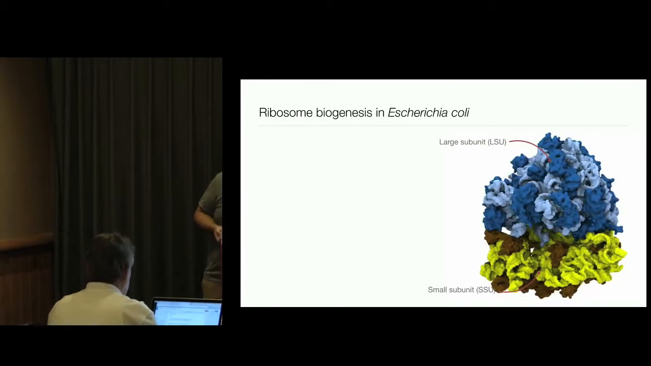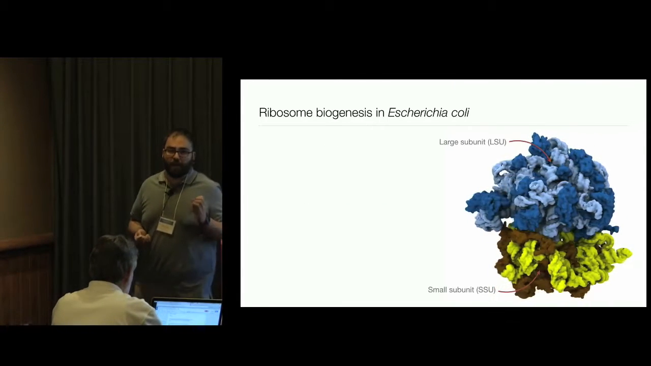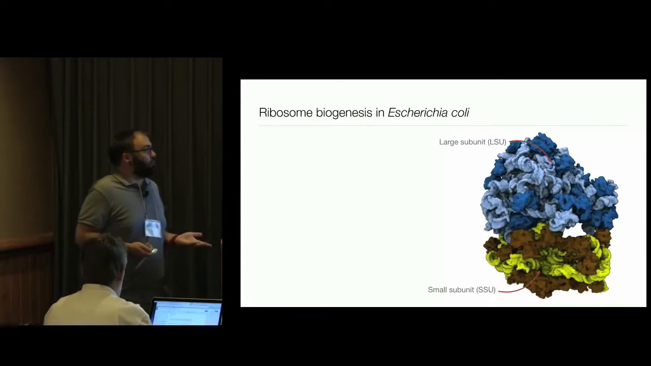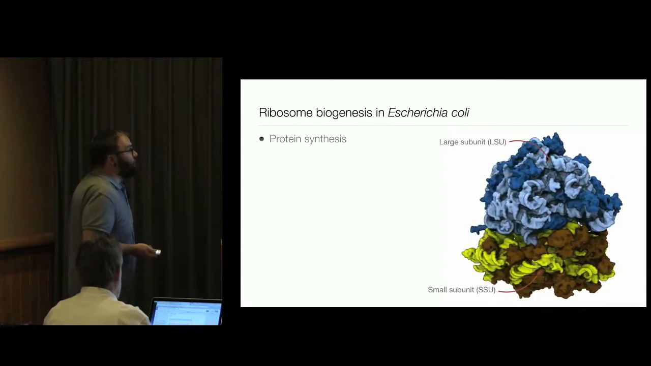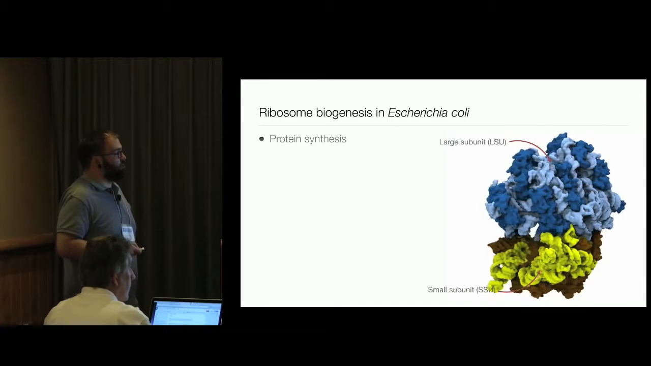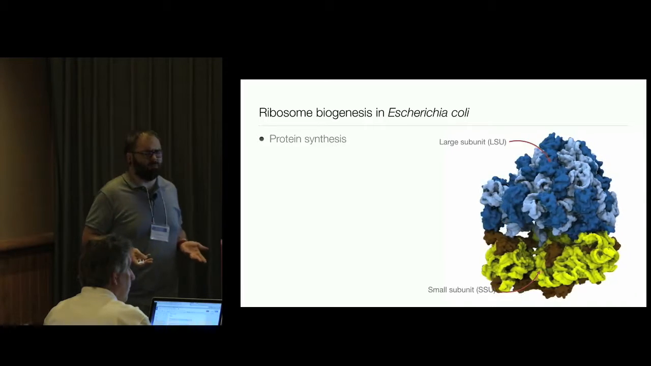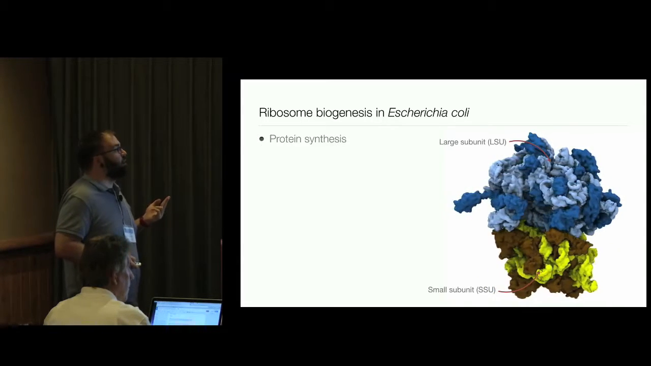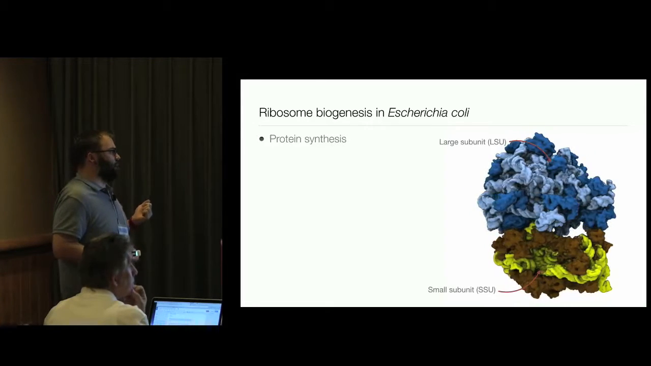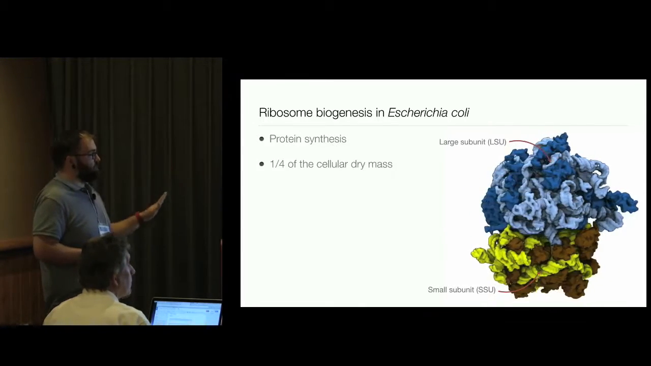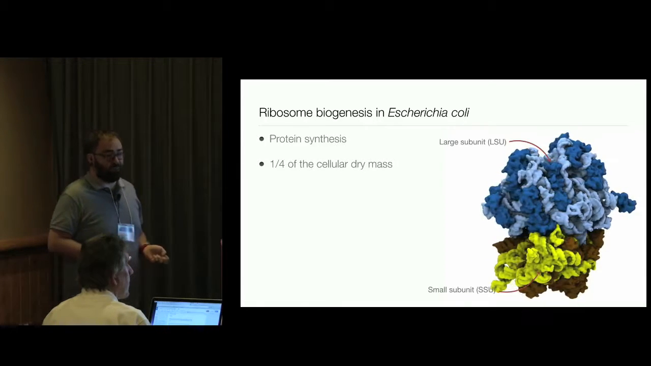So the problem I'm interested in is the biogenesis of the ribosome in E. coli. So clearly the ribosome makes protein in the cell. It's really important. It's composed of the large subunit, which is made up of about 50 some odd proteins and 2 strands of RNA, and the small subunit, which is made of about 20 proteins and 1 strand of RNA. So altogether, this takes up about 1/4 of the cell's dry mass.